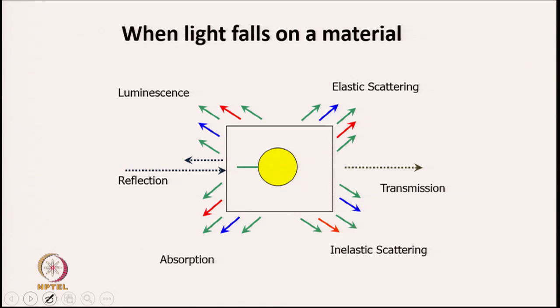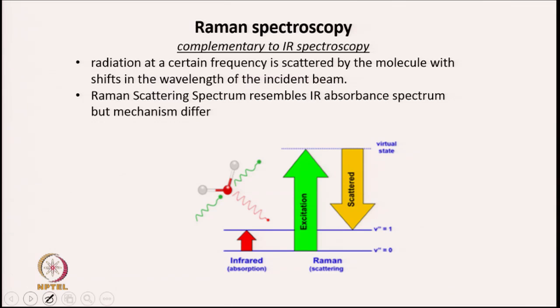When light falls on a material, we know how electromagnetic radiation interacts with the sample: light can be transmitted, light can undergo luminescence, light can get absorbed, and scattering can happen. Scattering is also of two types, elastic scattering and inelastic scattering. Raman spectroscopy is basically complementary to IR spectroscopy. Radiation at a certain frequency is scattered by the molecule with a shift in wavelength of the incident beam. It resembles the IR absorption spectrum, but the mechanism differs.